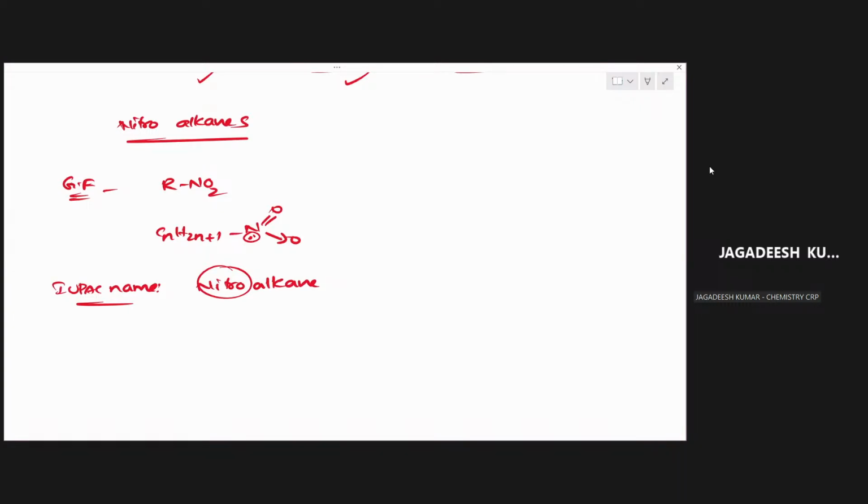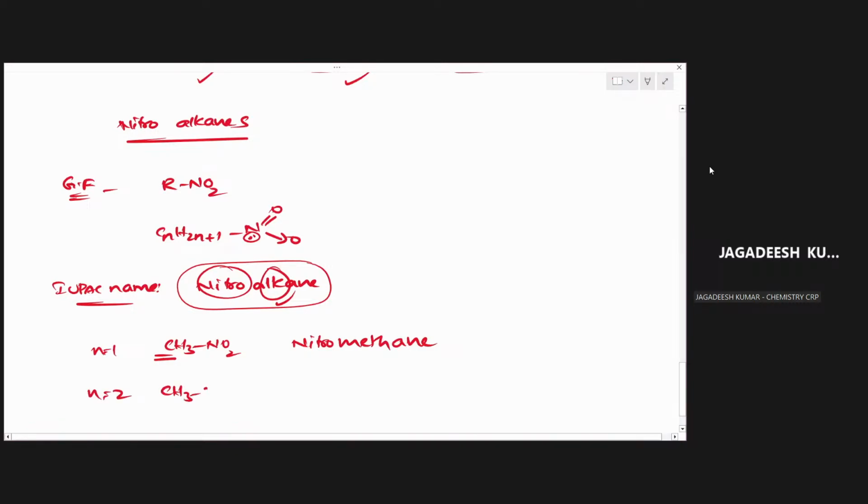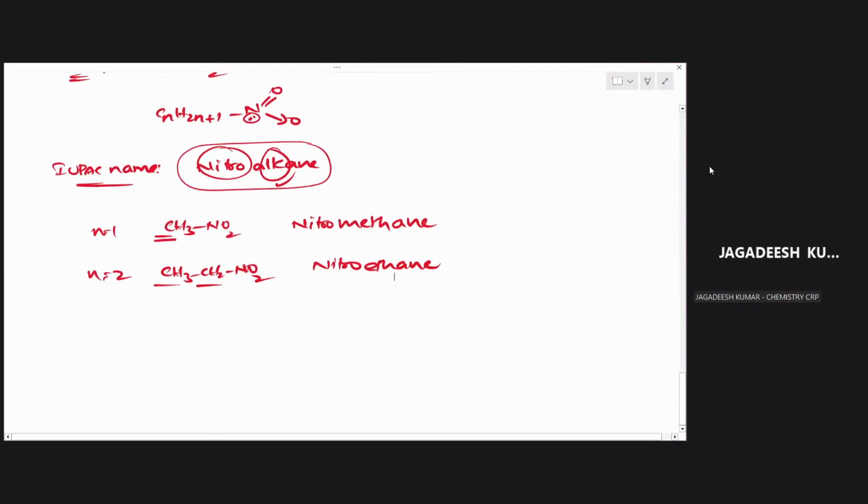Now you can keep n equal to 1. Then we are getting CH3NO2. Then what about the name? Same here, you have to substitute for alk. How many carbons here? One carbon only. So nitro is common. In the place of alk, we have to keep the root word meth, because it contains only one carbon. And as usual, the remaining part: nitromethane. If n is equal to 2, so CH3CH2NO2. Now we can write nitro. How many carbons in this example? Two carbons continuously connected. So nitroethane. You can write the IUPAC names like this.